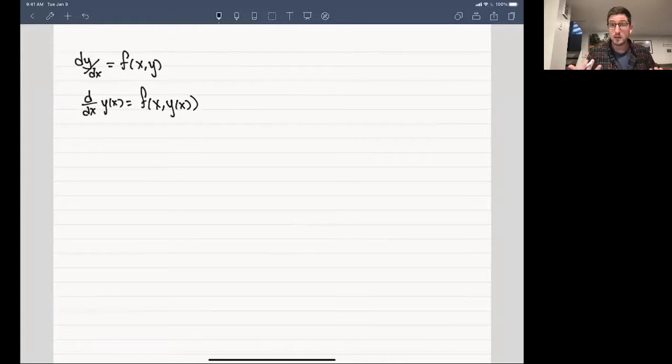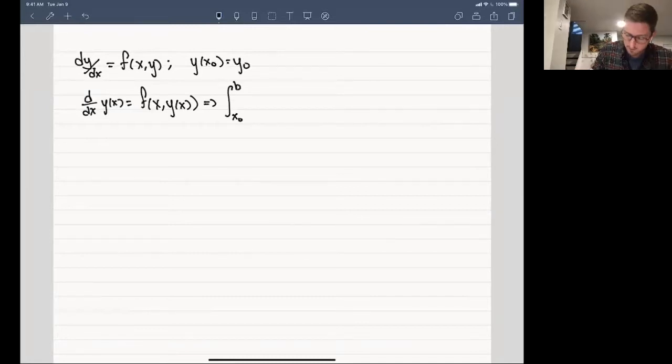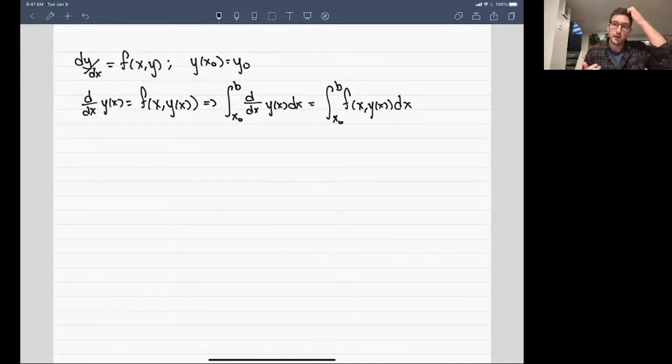Well, now we can use the fundamental theorem of calculus to undo the left-hand side. So if I integrate, let's imagine we're given y of x0 is equal to y0. Let's integrate this thing from x0 to some point b that's beyond it, okay? And here I get d dx y of x, and this is equal to the integral from x0 to b of f of x, y of x dx.